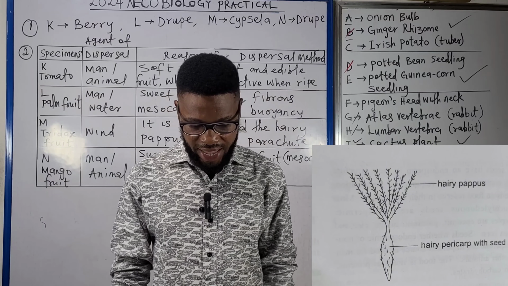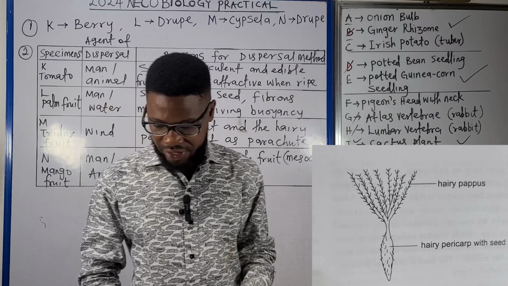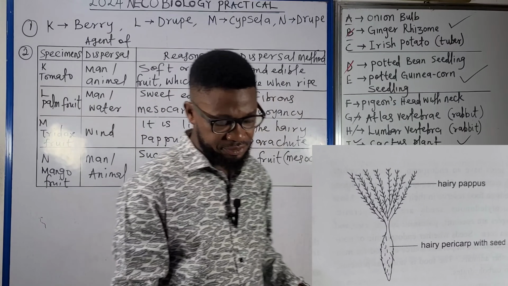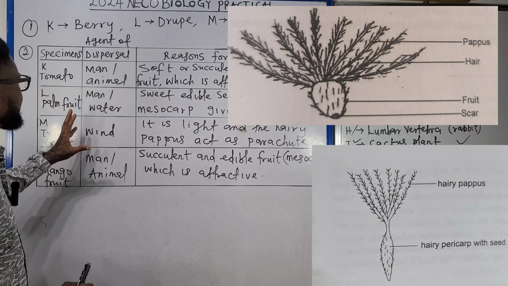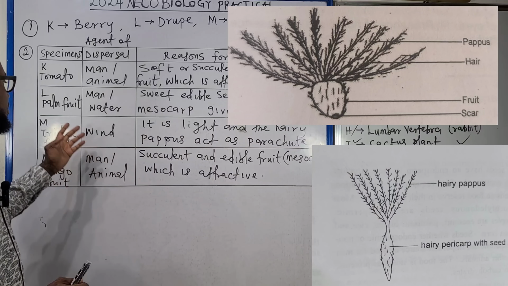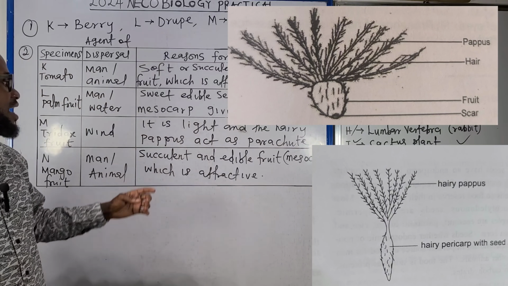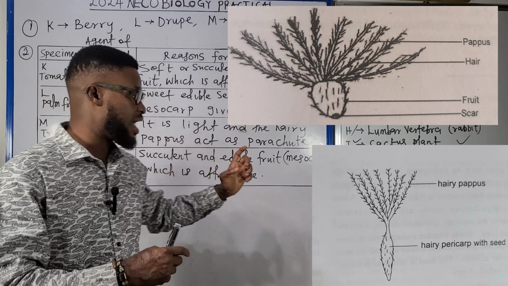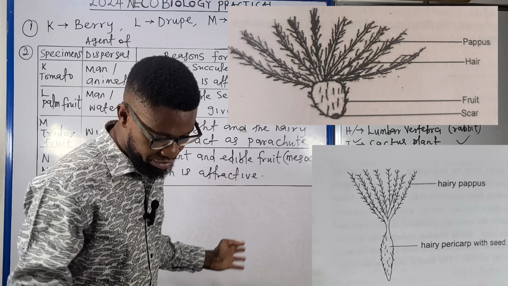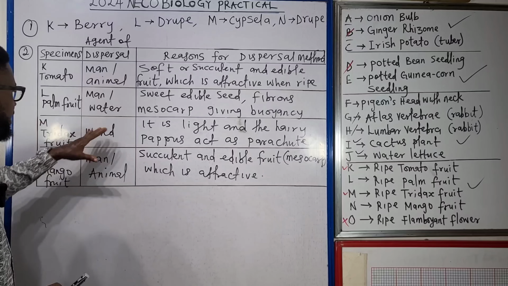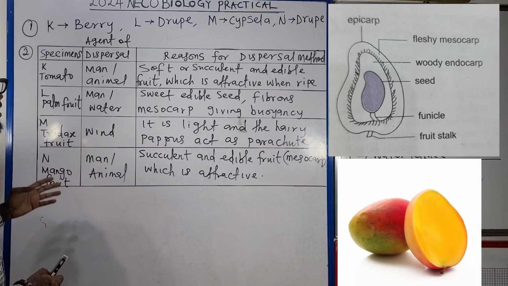Take note of the airy pericarp with the seed as well. Very important. Okay, so talking about the traders fruit, the agent of dispersal here is the wind, and it is very simple, simply because it is light and there is this airy pericarp that acts as a parachute, so that it's very easy for wind to carry that fruit. So that is the agent, and that is the reason why we are saying wind is the agent of dispersal.